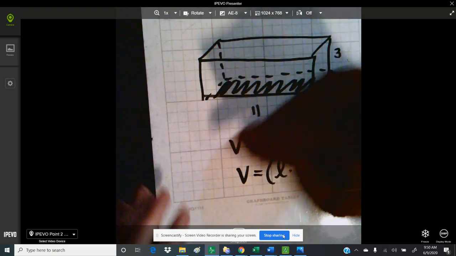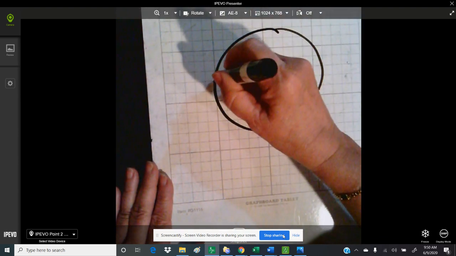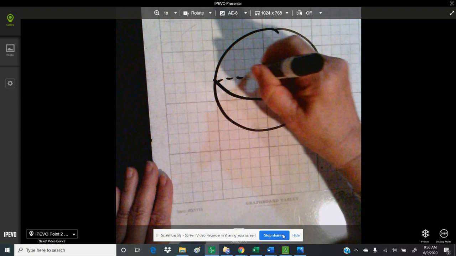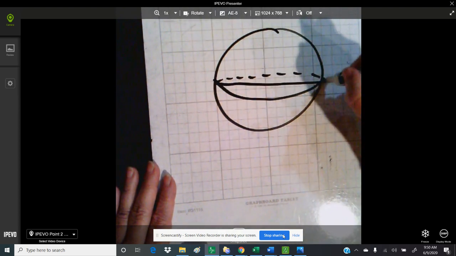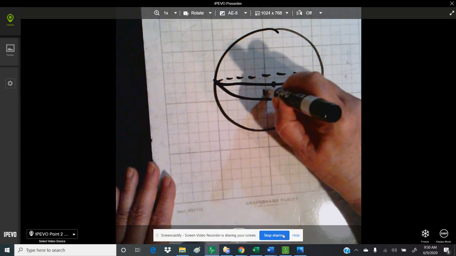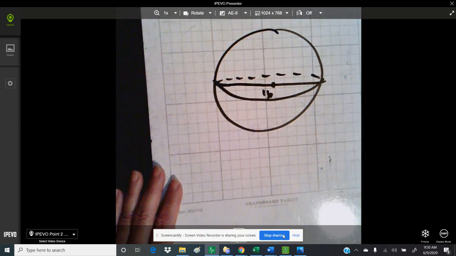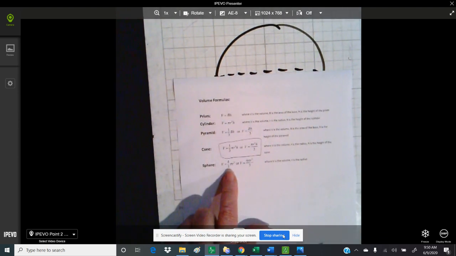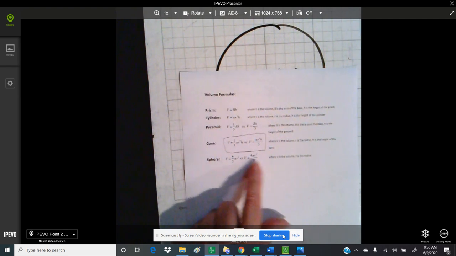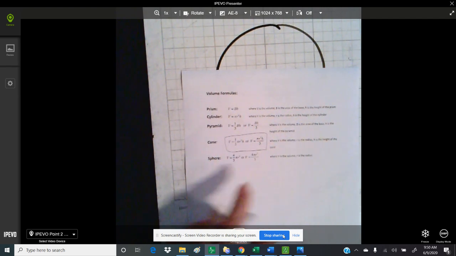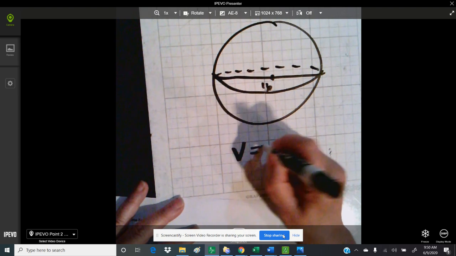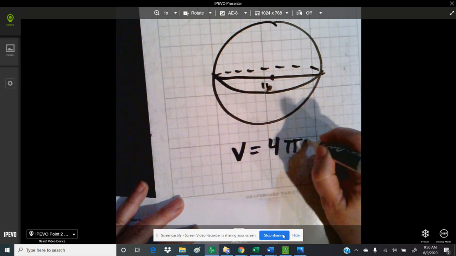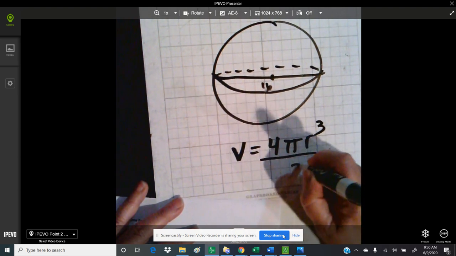And then on the last one, they give you a sphere. It looks like this. And they give you here that the diameter is 16. So this whole length going all the way across is 16. And they tell you it's a sphere, so you have to look up your formula. Again, these two formulas are the same. I find the second one a little easier to use. So the formula is 4 pi r cubed all over 3.